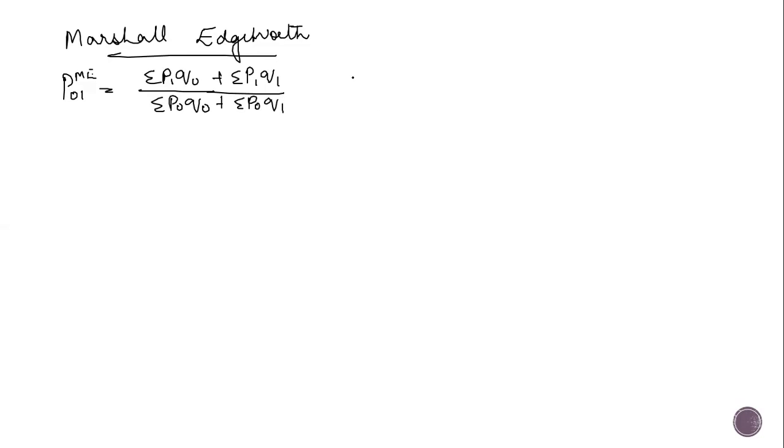Now we want the reverse of it. P10 is equal to, now let's reverse. Summation P0 Q1 plus P0 Q0, divided by summation P1 Q1 plus summation P1 Q0. We have to reverse the terms accordingly.